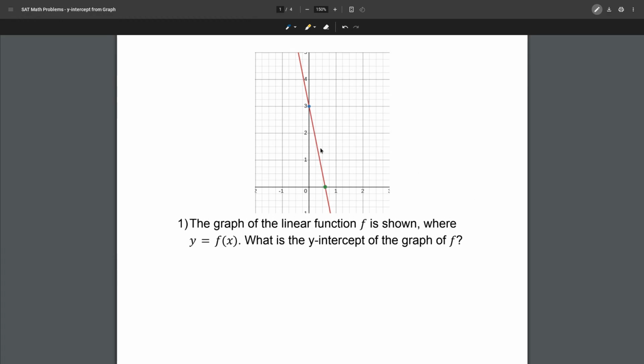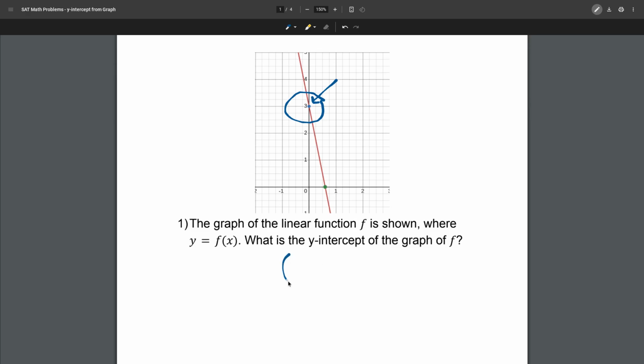We have this graph here, a linear function in red, and it reads, the graph of the linear function f is shown, where y equals f of x. What is the y-intercept of the graph? Well, the y-intercept is right where it crosses the y-axis. So it's this point here, and you'll see it crosses the y-axis at 3 on the y-axis.